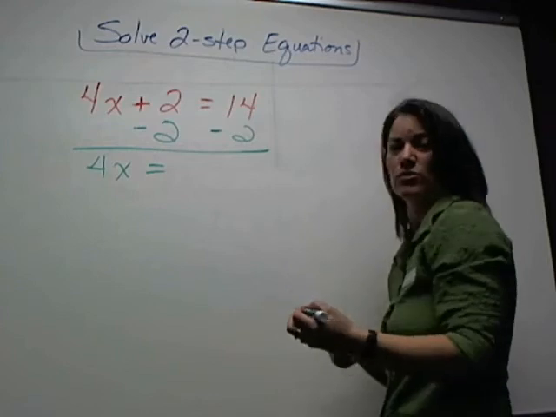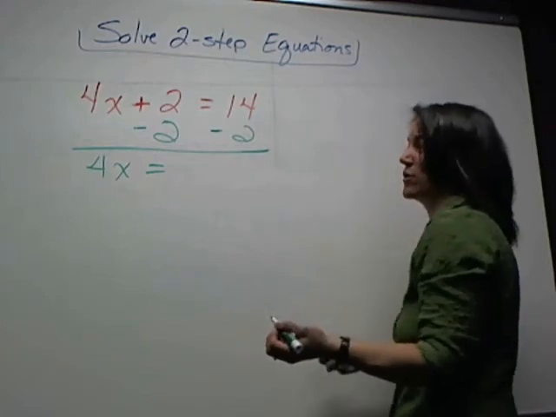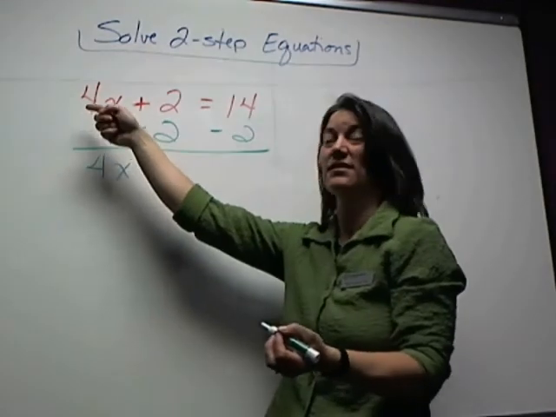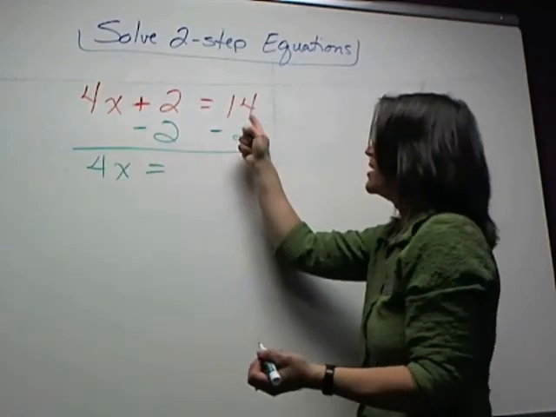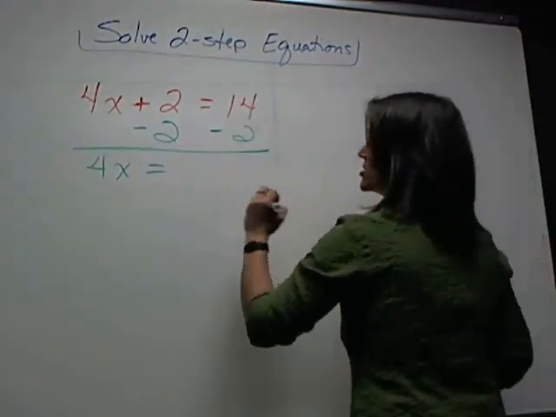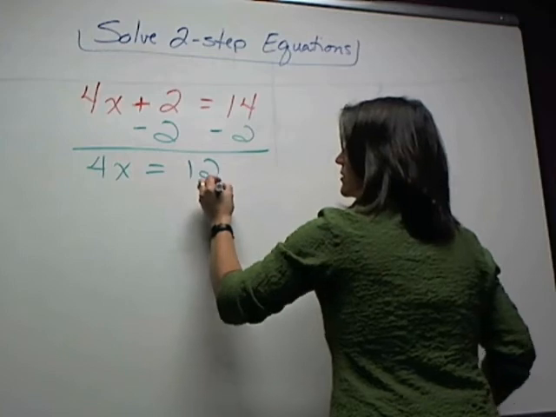Adding 2 and taking away 2, those are opposites, which always gives us 0. That's what we want, because 0 plus anything is anything. And then I have on this side 14 minus 2, which gives me 12.